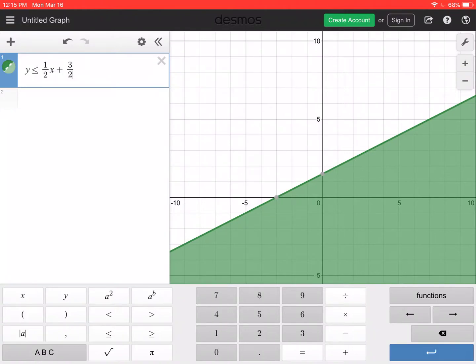So that's it for our support lesson. You're going to have a few questions that you're going to need to answer now, just to make sure that you're getting the hang of these inequalities, and then you should be good to go.